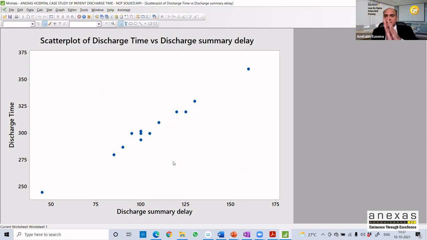And I can see that as the discharge summary time is increasing, the discharge time is also increasing, meaning discharge summary delay is a very important cause. It is affecting my discharge time. So discharge summary delay is affecting my discharge. So that is a root cause, a validated root cause. The data is telling me that I should work on it.